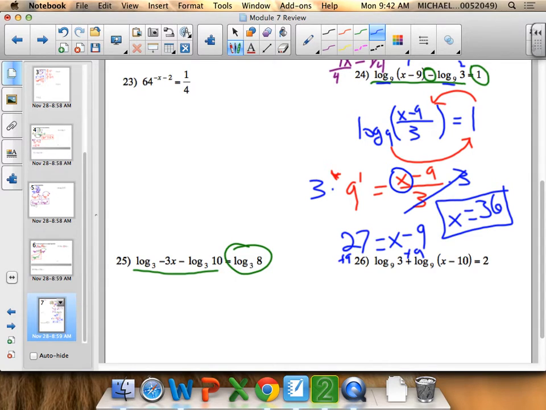But again, I knew at this point I needed to rewrite it in exponential form because there was only one log on the left side and it didn't have a log on the right side of the equation. In 25, you can cancel out logs. 26 is more like this one. But again, in order to condense, subtraction turns into division, and addition turns into what?